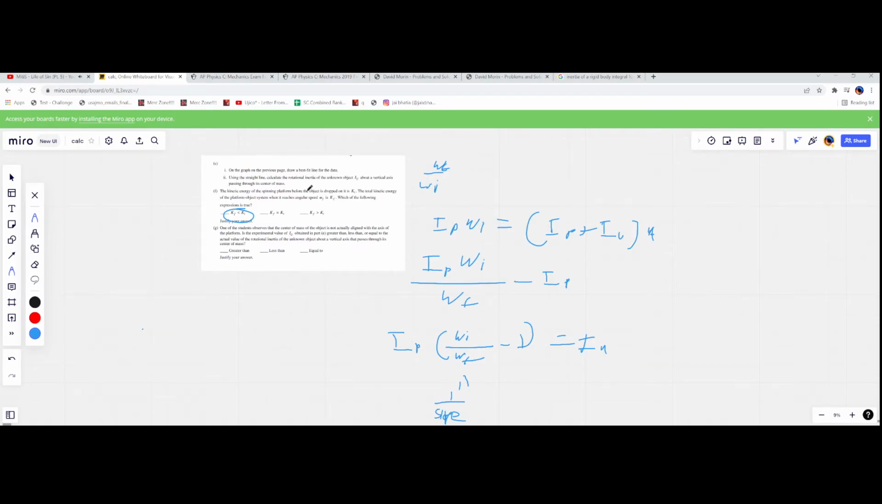I'm pretty sure you can just think about this as an inelastic collision. The kinetic energy has to be lower because it sticks. I'm pretty sure that line of reasoning makes sense. Hold on. The center of mass is not directly aligned with the axis of the platform.